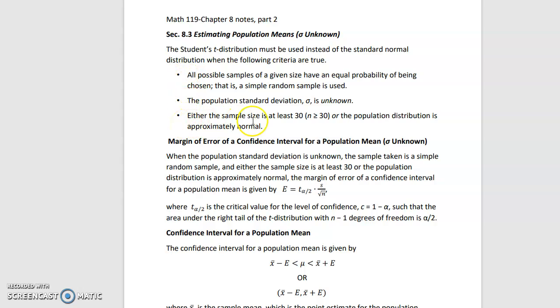I want to specifically look at the third one, which is the central limit theorem requirement. I want to demonstrate what would happen if this requirement was violated. The third requirement says either the sample size is at least 30 or the population distribution is approximately normal. That's what we need to satisfy the central limit theorem. So what if this requirement is violated? How would that affect our confidence intervals? Let's look at that.